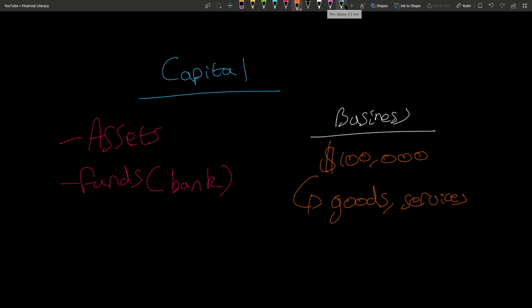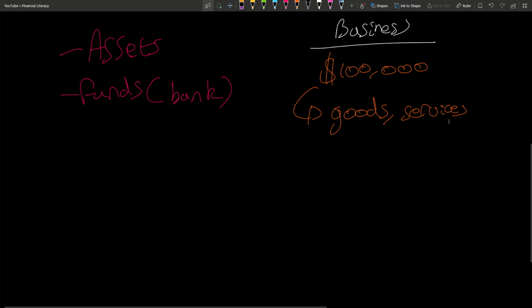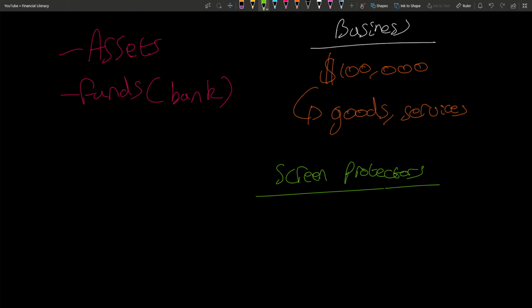So let's say this business produces screen protectors for phones, and let's say it requires $50,000 to actually produce all the screen protectors.